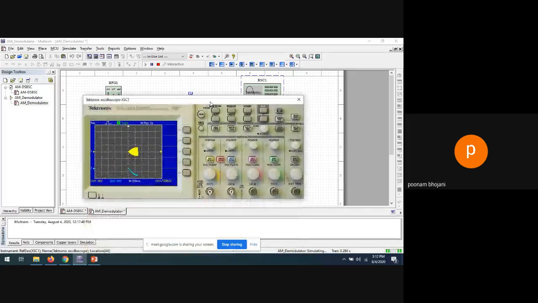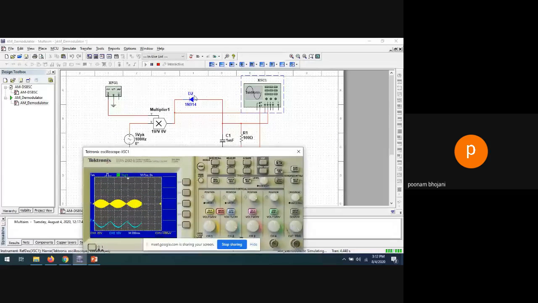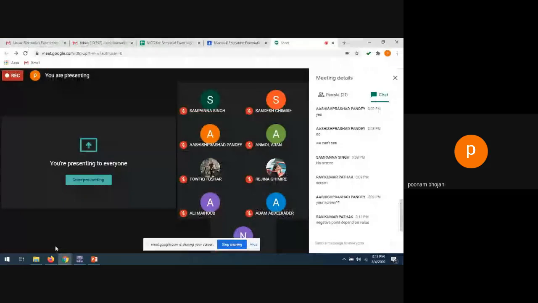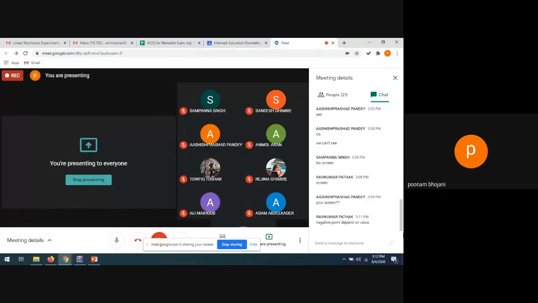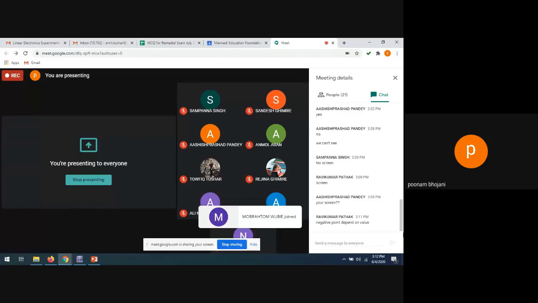See, you are getting the same but negative envelope. Are you getting this? You get the same thing, but the negative envelope instead of positive. So no difference which way you put the diode, because you will get the information for sure. In one condition you will get the positive envelope, and in the second condition you will get the negative envelope.